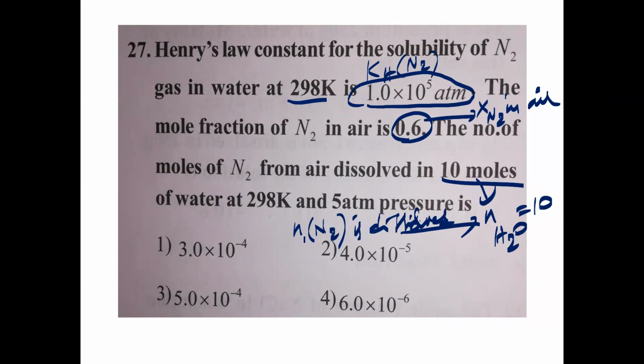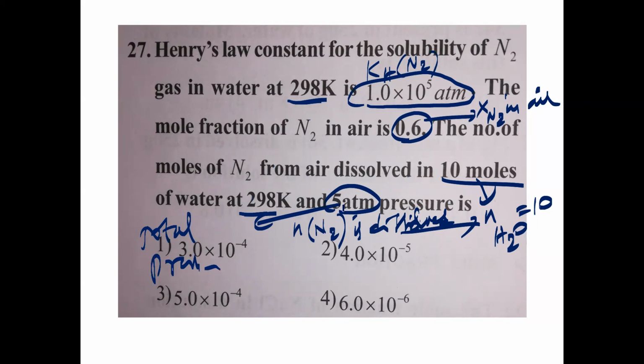Now we have to get this n value, the number of moles of nitrogen dissolved. The number of moles of H2O given is 10, of water at 298 Kelvin. Again, the same temperature is maintained, and 5 atm pressure. Now, what is the total pressure here? Total pressure is equal to 5 atm.